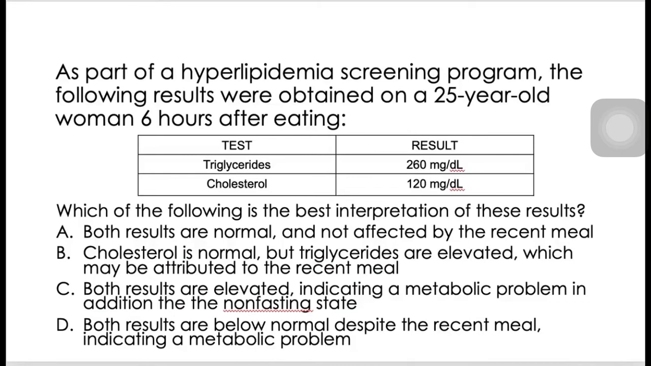Next: as part of a hyperlipidemia screening program, the following results were obtained on a 25-year-old woman 6 hours after eating. So we have here triglyceride and cholesterol. Again, go back to the first slide that I showed you. ASCP likes items like this, where they give the result and you need to interpret. As I said, it needs more higher order thinking skills.